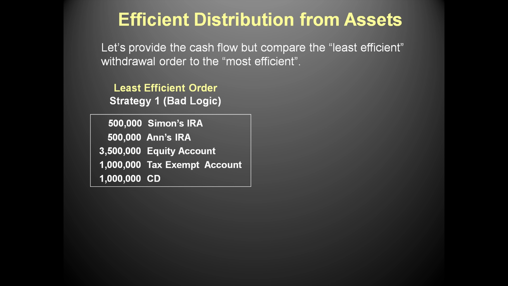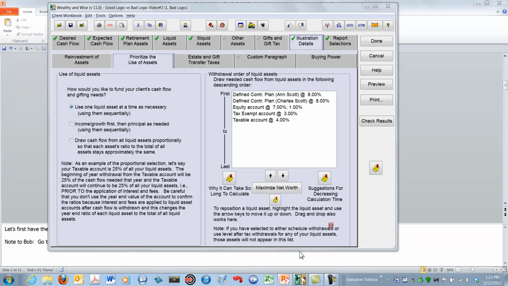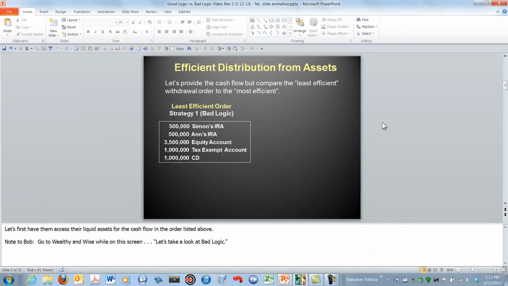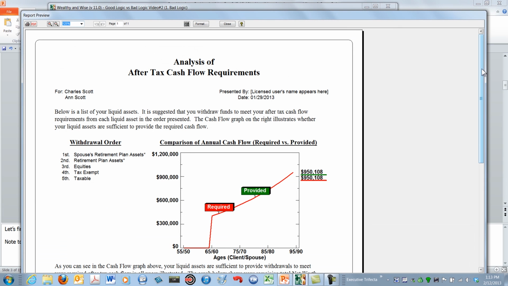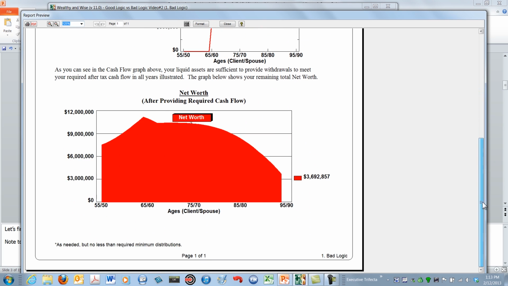Let's see what Wealthy and Wise says about that kind of logic analysis. There they are in that particular order. So let's check the results real quick. Well, you can see that their required and provided lines are met at the risk of cratering their net worth. Bad logic creates bad net worth, as you can see in this example.